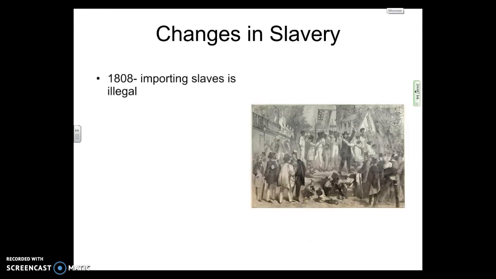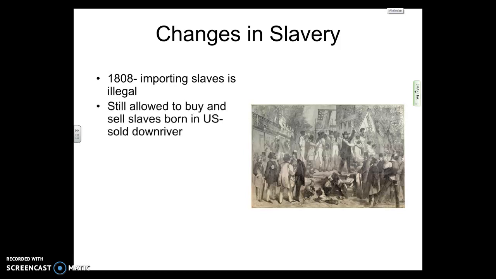Now, a lot of changes happened in slavery during this time period. So, 1808, according to the Constitution, you can no longer import slaves from other countries. So the outside slave trade is now gone. But selling and buying slaves throughout the country is still okay. This is where the term being sold downriver comes from.